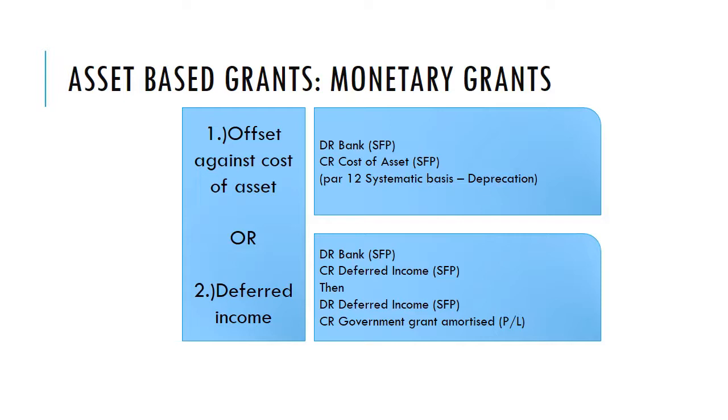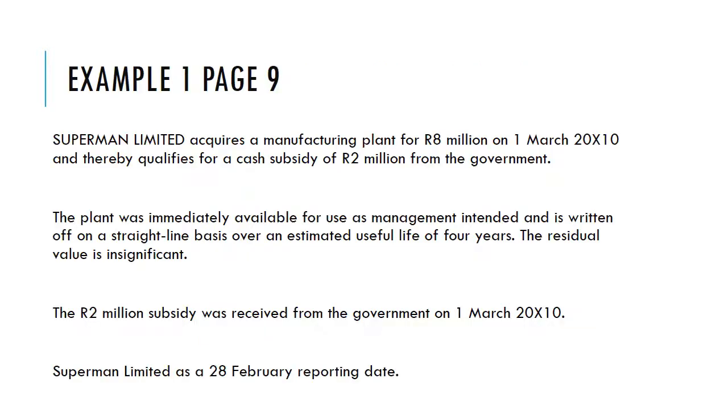Then just remember, monetary grants means money. For example, it can be cash that you receive, or it can be a reduction in a loan. And you receive this money to buy an asset. So let us look at an example.